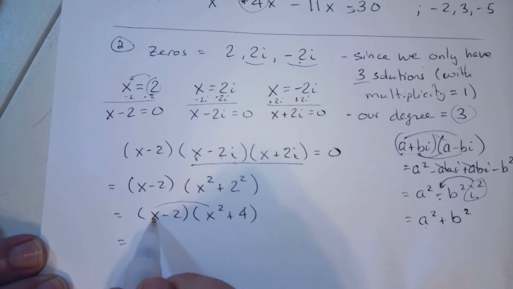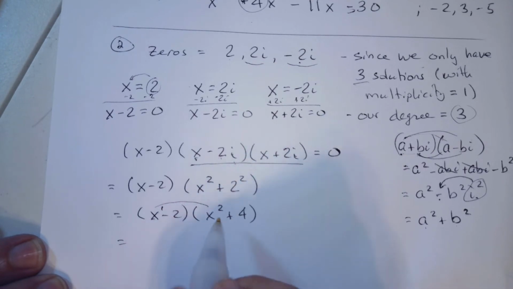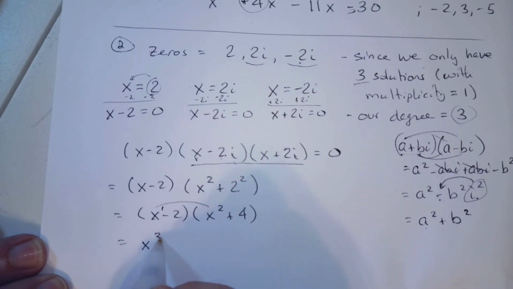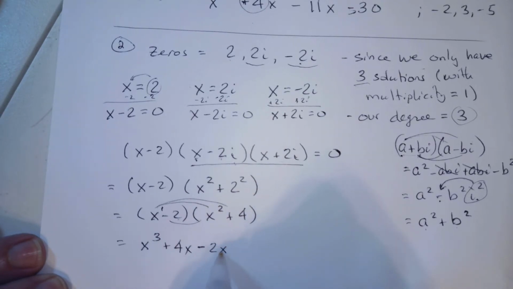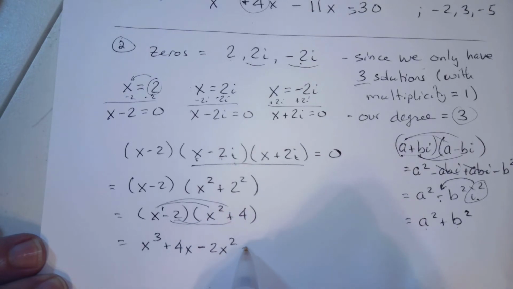Positive, positive is positive. 1x times x squared is x cubed. Positive times positive is positive. 4 times x is 4x. Negative times positive is negative. 2 times x squared is 2x squared. Negative times positive is negative. 2 times 4 is 8.